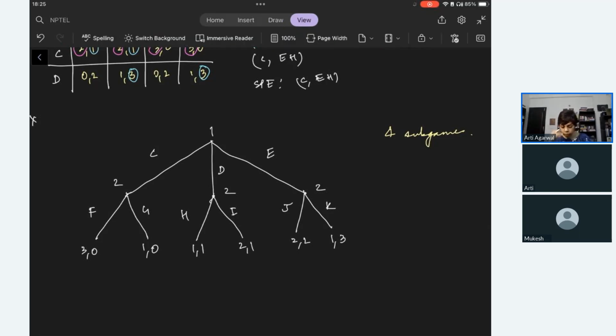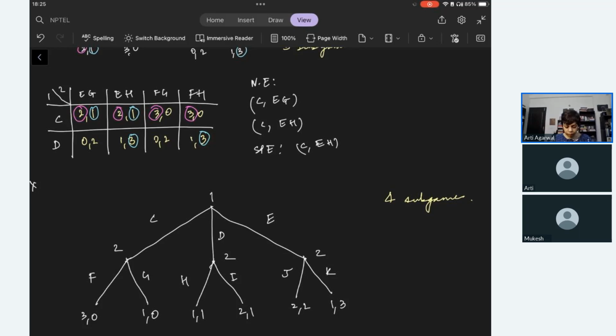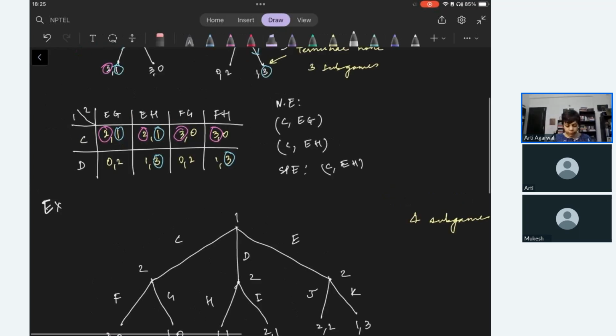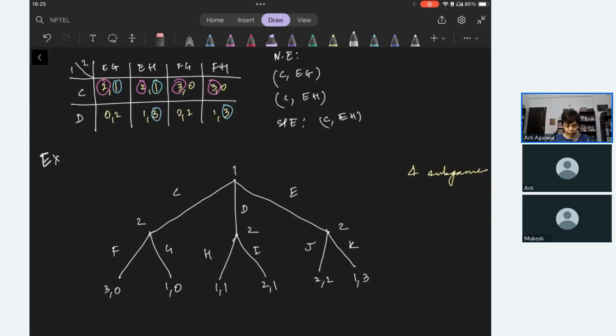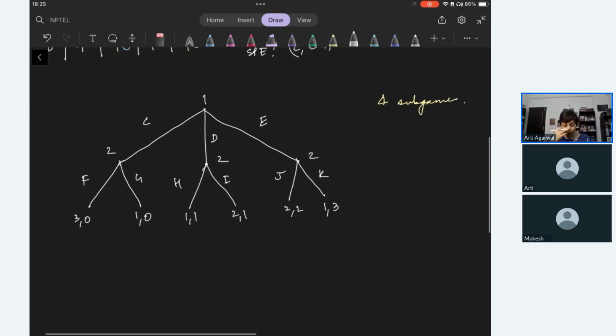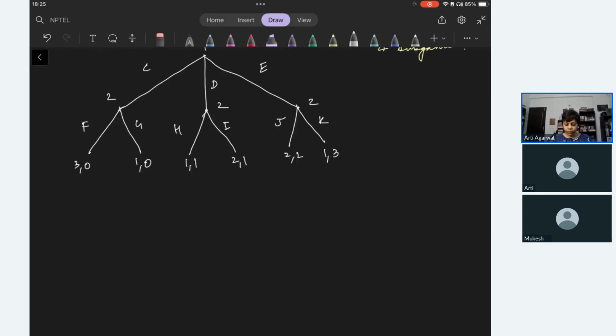Let me see if this yellow is actually visible. Okay, yellow is not visible on this background. I'm leaving it for now. I will change this color later on, because when I export the file, it won't be visible. Okay, all right.